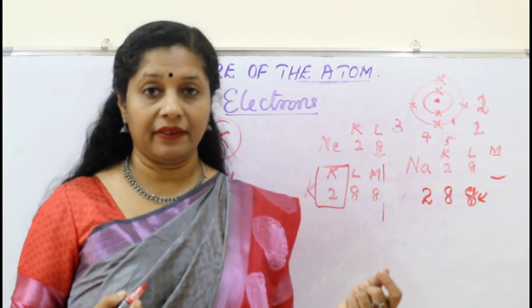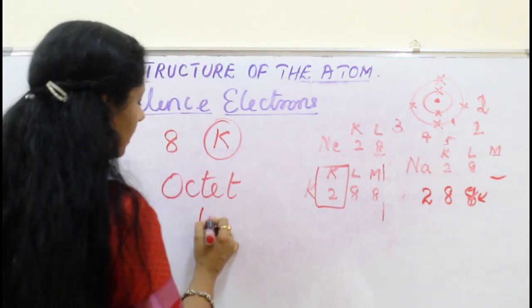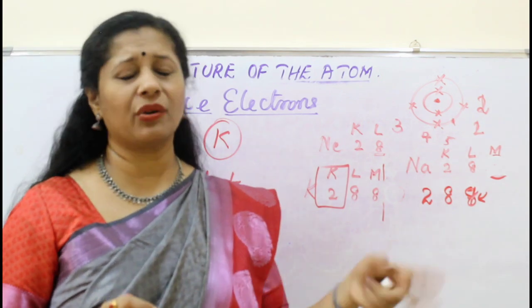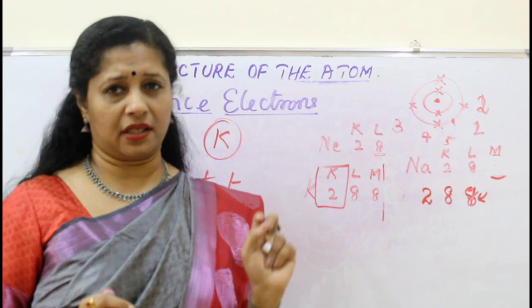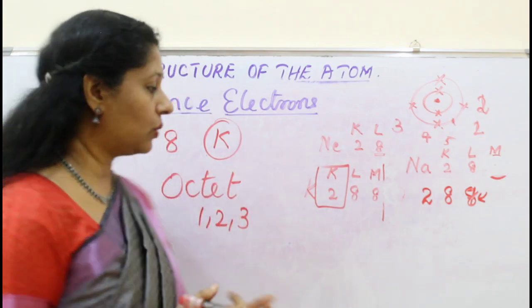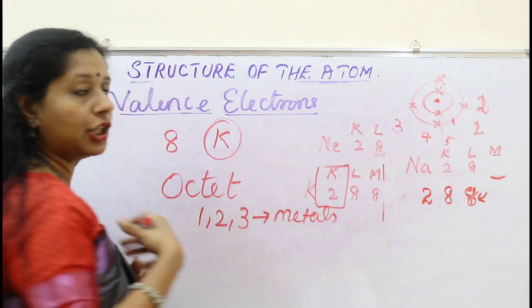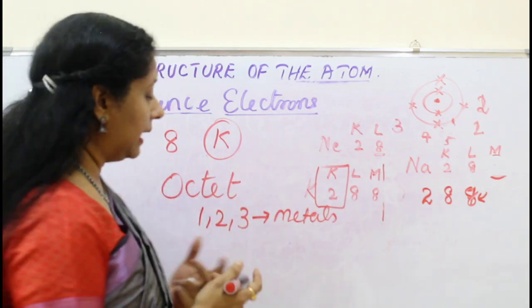They will either give, if it is 1, 2 or 3, they will give. Get rid of it. 1, okay, take it, I don't want. 2, okay, you take it. 3, take it. Okay. So by giving, these are metals actually. These metals usually have the tendency to give.